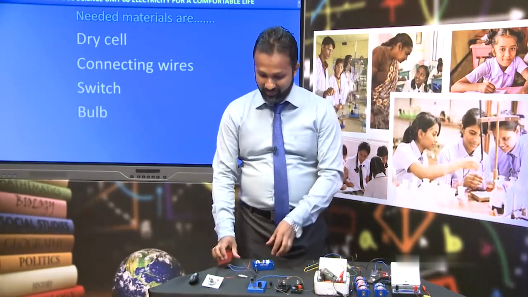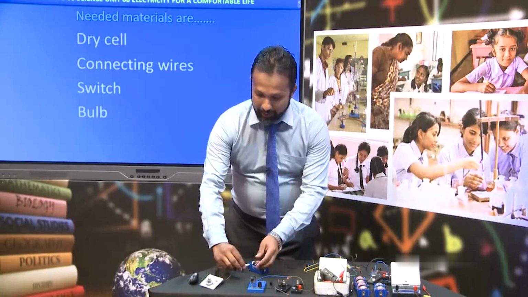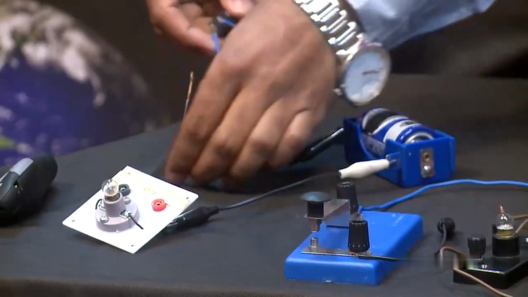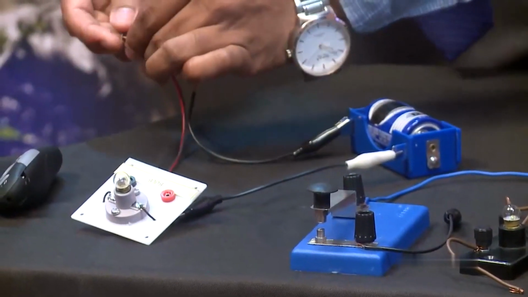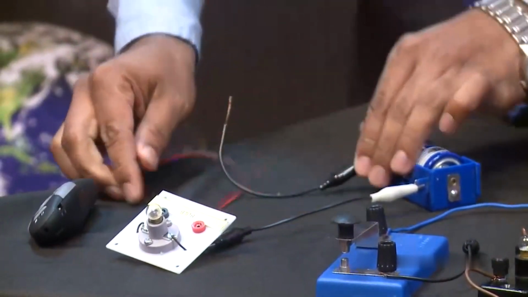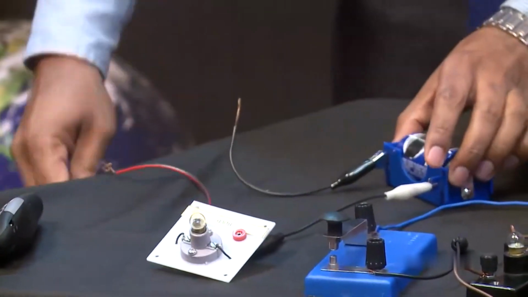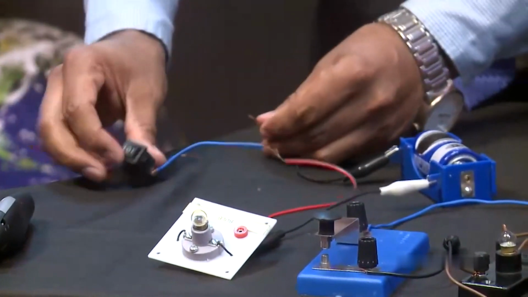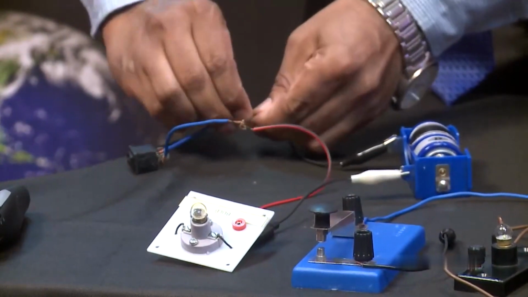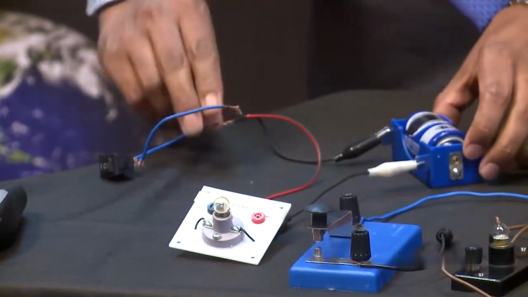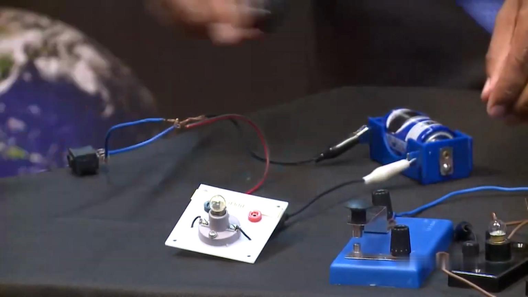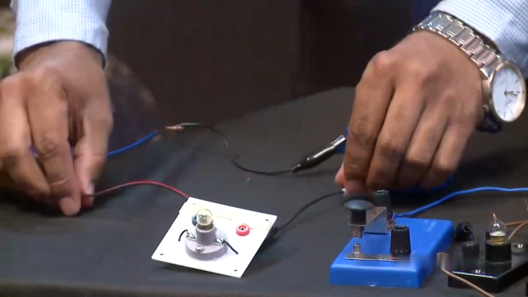First of all, I am going to connect this bulb to the dry cell and then the connecting wires to the switch. You can observe. And then the other end of the connecting wire to the negative terminal of the dry cell. Now, my dear children, I have prepared a simple structure.